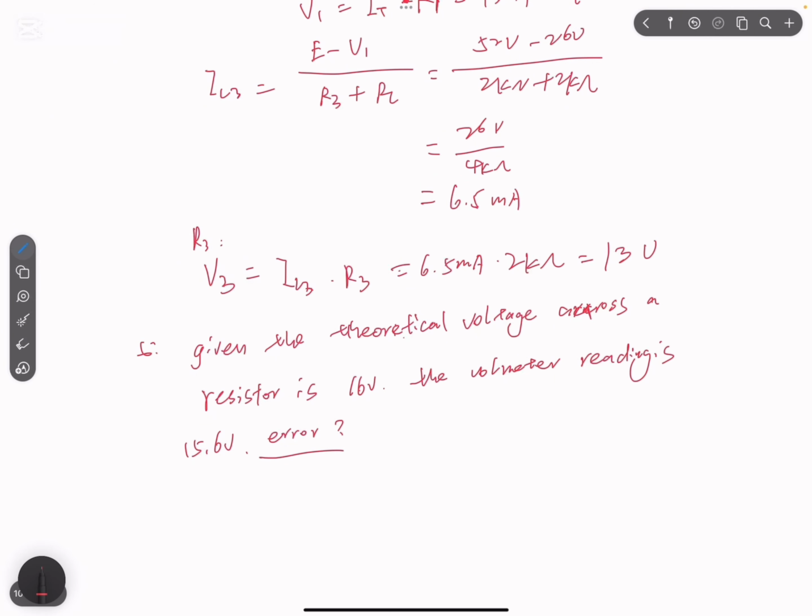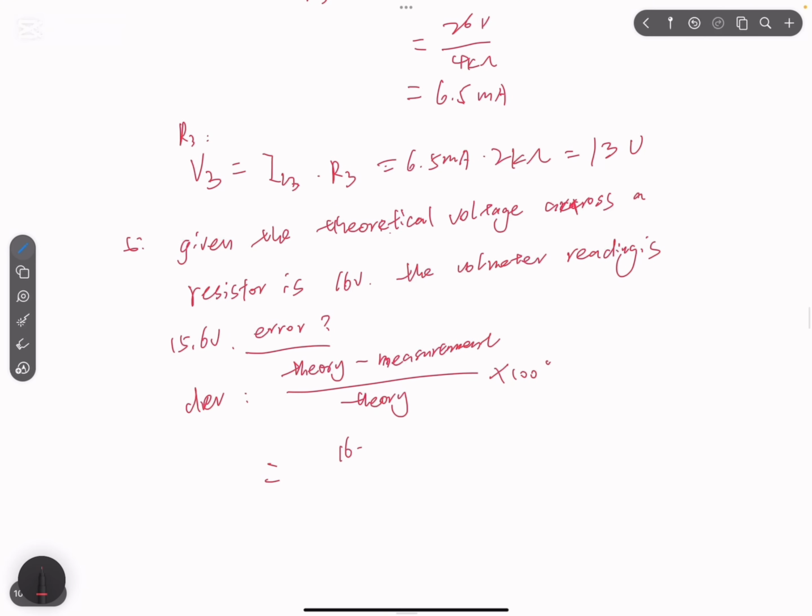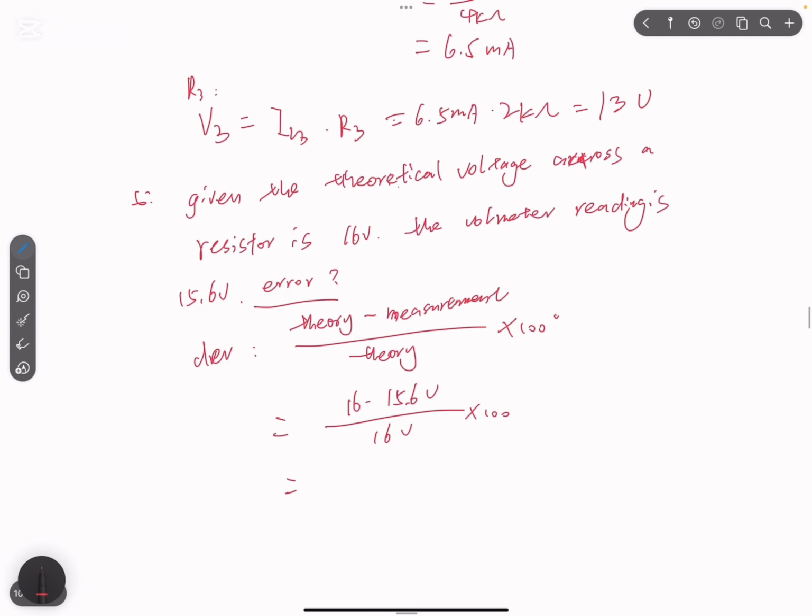So we use the theory for the deviation. We use the theory minus the measurement, which is the voltmeter reading, divided by theory, then times 100. So that will give us 16 minus 15.6 volts divided by 16 volts times 100. And the unit will be percent, so that will be 2.5%.